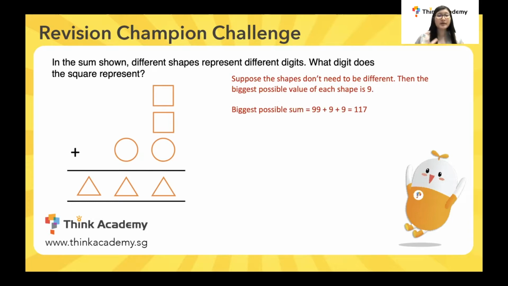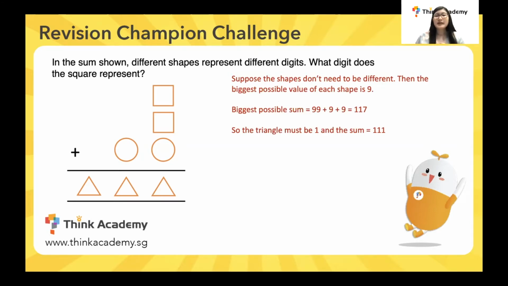So what does this tell us? If the biggest value of the 3 triangles is 117, then the triangle must be 1, and the final sum we get must be 111.